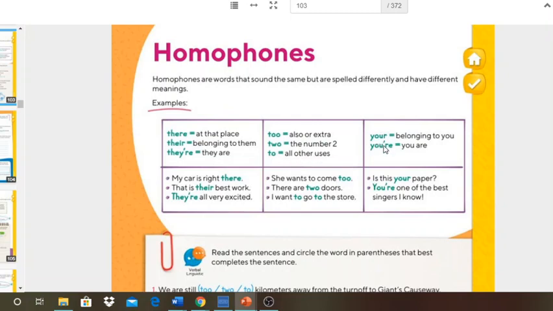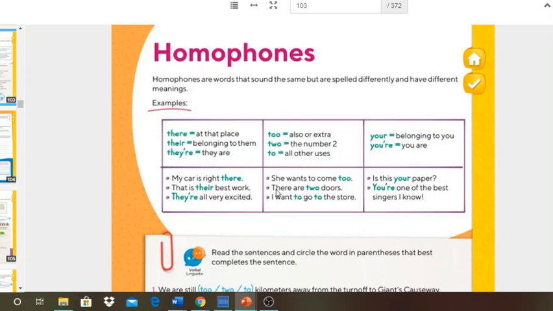The next one are your. Your, this one, it is that belongs to you. Eso quiere decir que te pertenece. Example, is this your pen? ¿Es esta tu pluma, tu papel? And you're, right? De tú eres, o tú estás. You're one of the best singers I know.